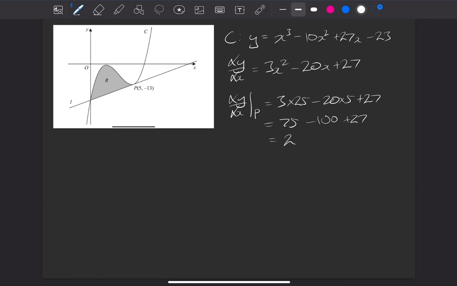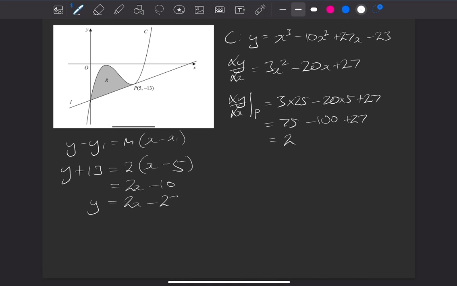What we need to do now is use y minus y1 is equal to m(x minus x1), where x1 and y1 are the points from P, and m is the gradient over here of 2. So doing that, we get y plus 13 is equal to 2 multiplied by (x minus 5). Expanding the bracket on the right, we get 2x minus 10. And then if we subtract the 13 from both sides, we get y is equal to 2x minus 23. So that's the equation for L.